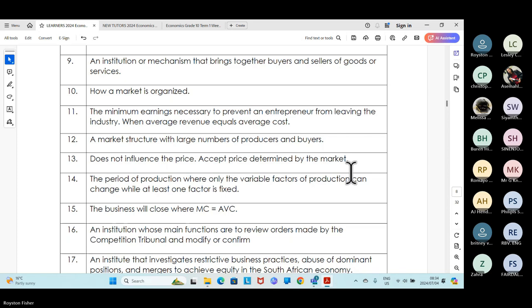However, I would also agree with for Santa Claus because the individual business can't make their own price at the end of the day. They have to accept it. However, the answer is price taker. Number 12, Fido says number 12 is perfect competition, and you are correct. Thank you, Fido. Number 14, the period of production where only the variable factors of production can change while at least one factor is fixed. Santa Claus says that's a short term.